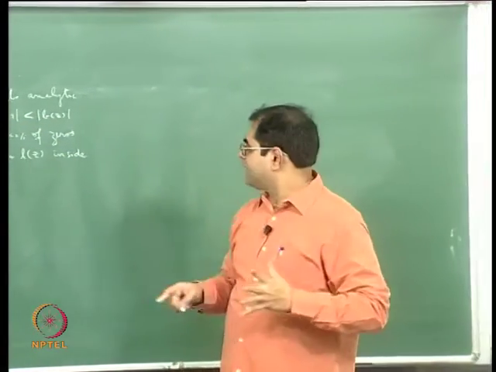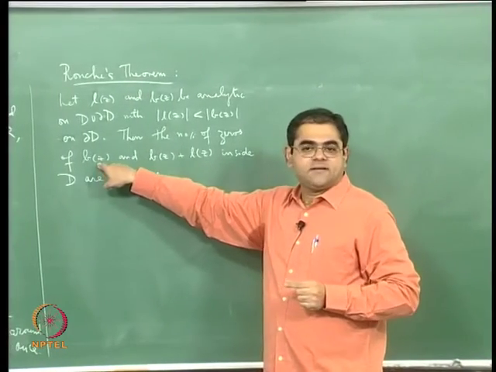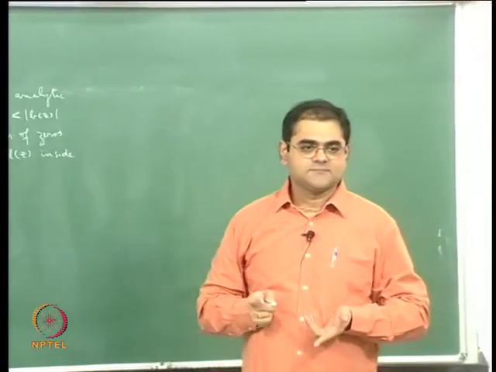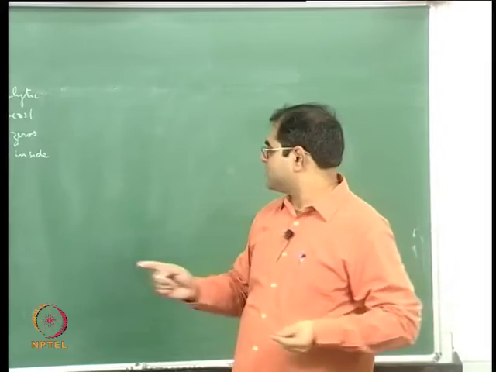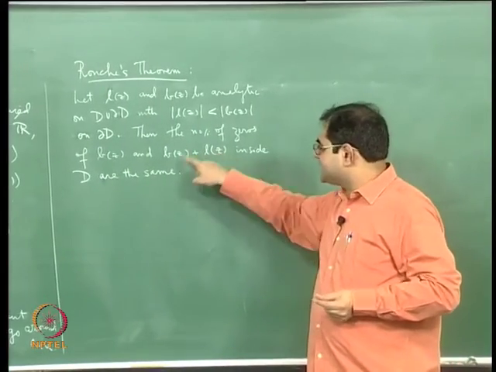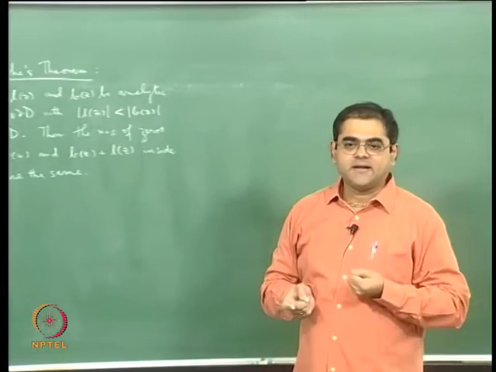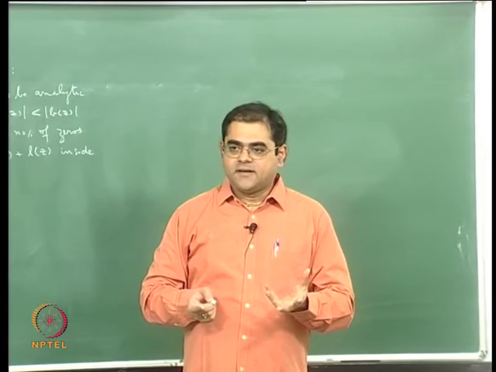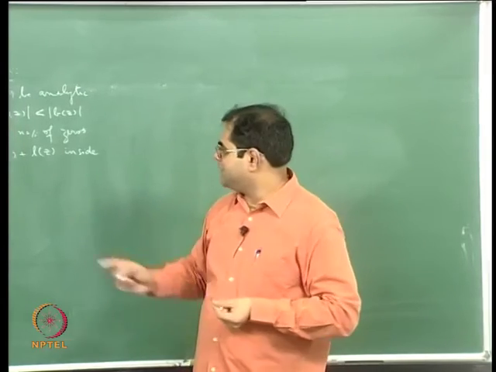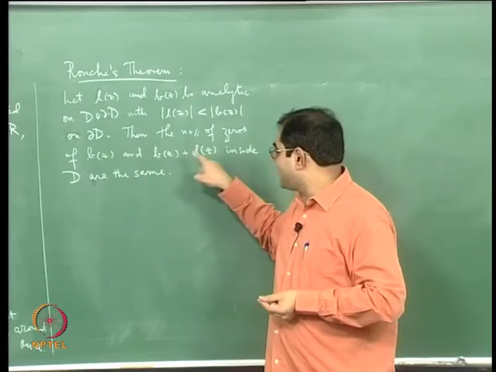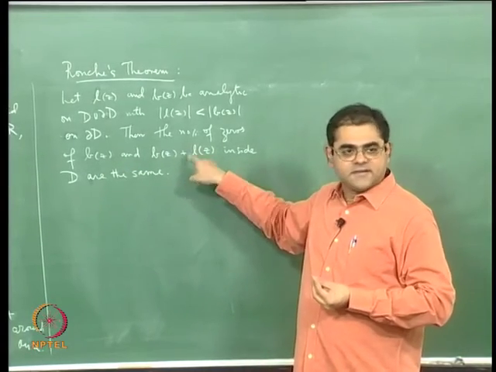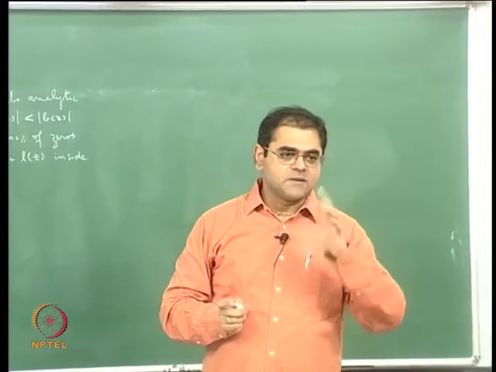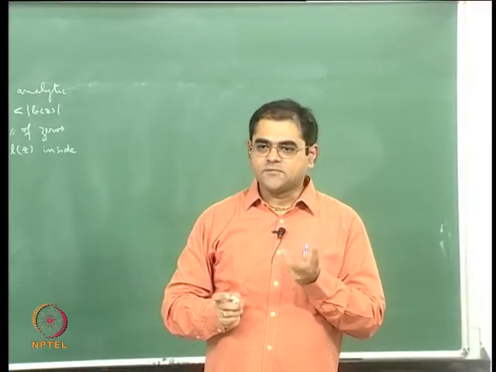Okay, then by adding to B of z this little function L of z, you are not going to change the number of zeros inside. And so this addition of this little L of z to that B of z is thought of as a small analytic perturbation. Rouche's theorem says that if you take the analytic function B of z and analytically perturb it, the resulting analytic function is not going to have a different number of zeros than the original analytic function. So the count of the number of zeros is not going to change.